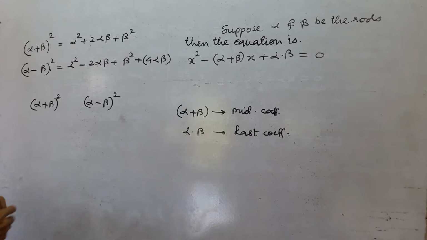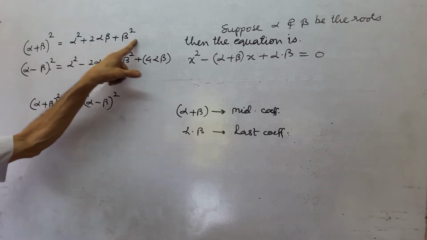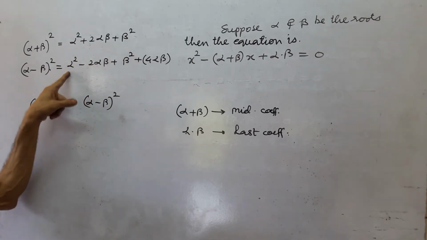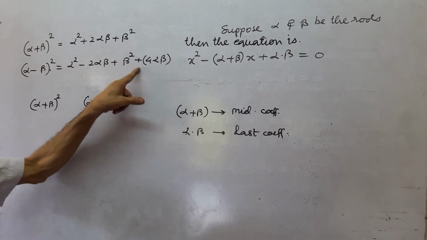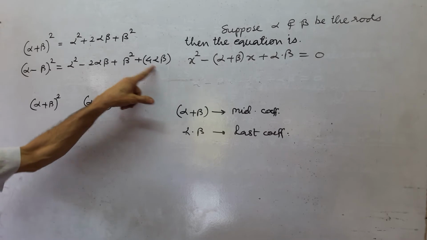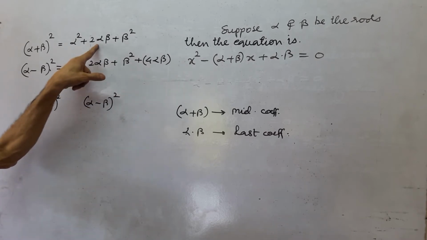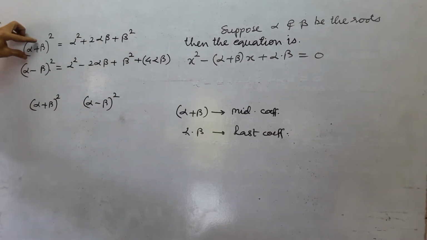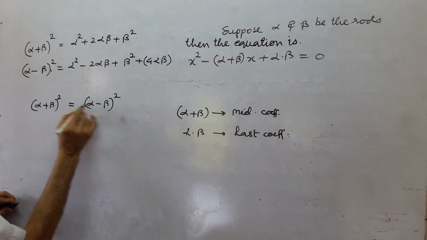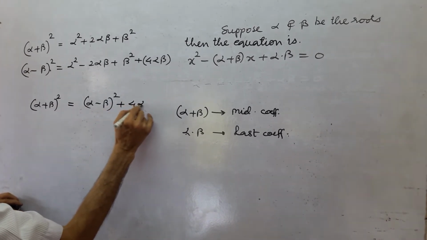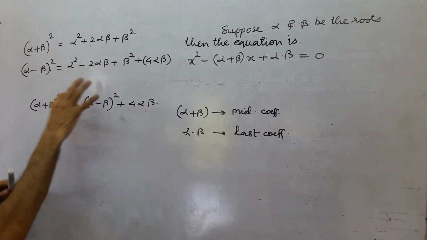See how? Alpha square plus 2 alpha beta plus beta square is equal to alpha square and beta square, both are here. So 4 alpha beta minus 2 alpha beta becomes 2 alpha beta. And that's why alpha plus beta whole square is equal to alpha minus beta whole square plus 4 alpha beta. Keep in mind, this formula is very important.